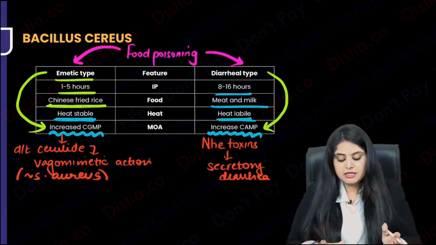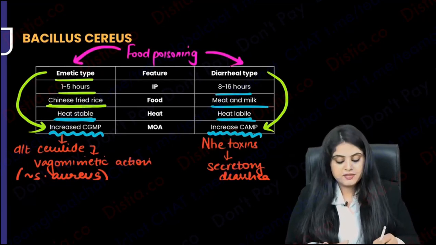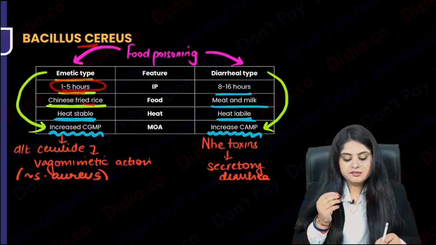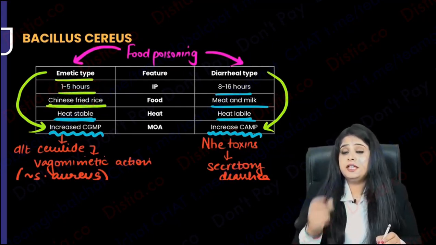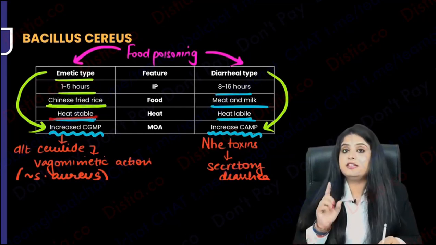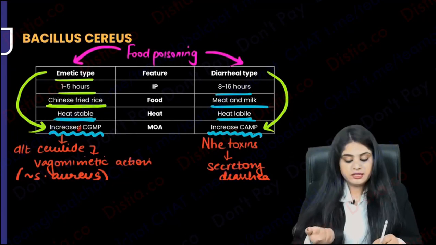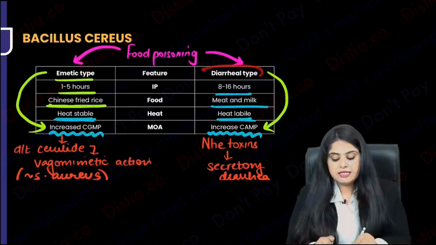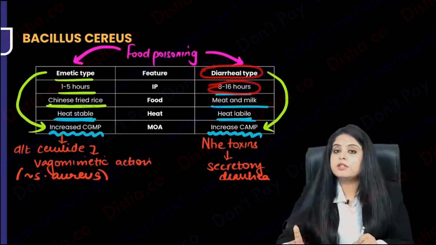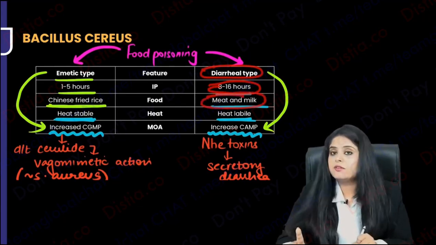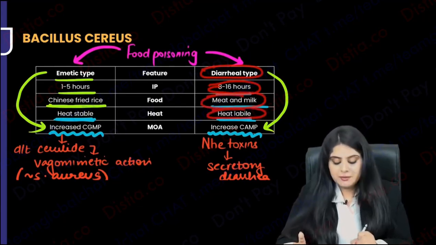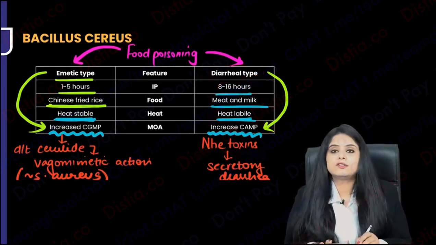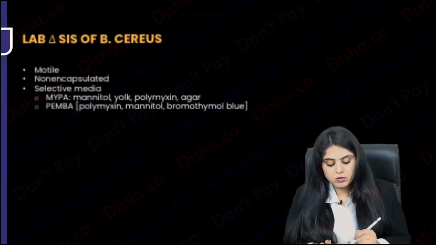Let's do a very quick recap before we go on to the last slide. Look, listen. Emetic, shorter route, shorter incubation period. It is by C for C, Chinese fried rice, fried it, heated it, and still it happened. This means it is heat stable. And gale se aa raha hai, to cyclic GMP. It is because of vagomimetic action, very similar to Staph aureus. Diarrhea, more time for stool to come out. So incubation period 8 to 16 hours. It is going to be because of milk and meat. It is basically heat labile, and it is coming through anal canal, the cyclic AMP, and the name of the toxin is NHE.